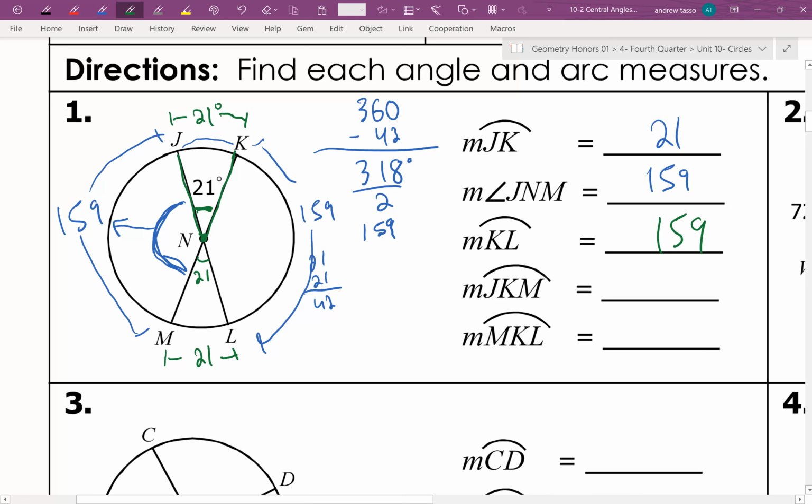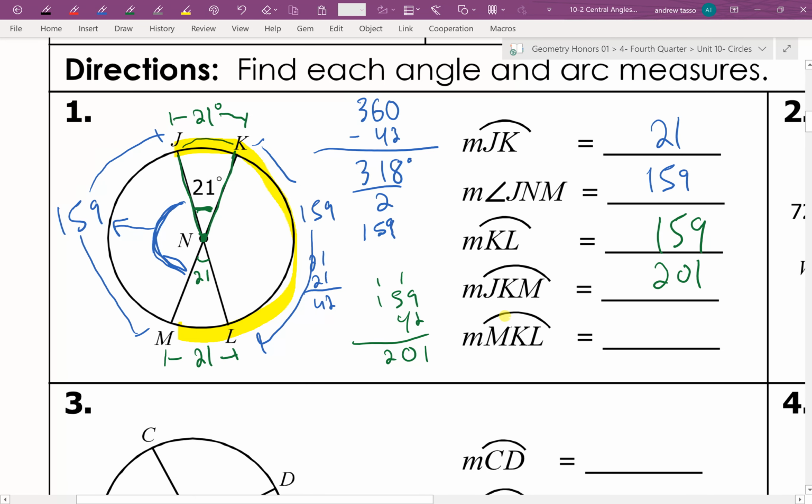159 degrees for KL. Now we have JKM. So JKM, from J to K, are all the way around to M. So we're crossing 21 and 159 and 21. So if we add those together, let's see, 21, 159, and 21. So that's already 42 and 159. Okay, so we add this, we get 201, right?